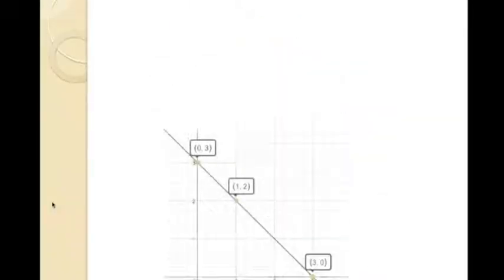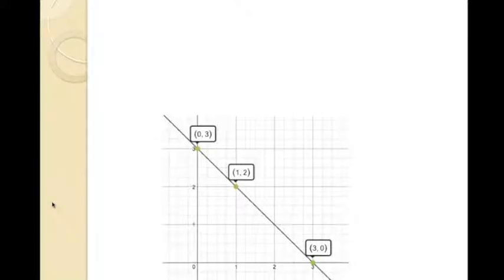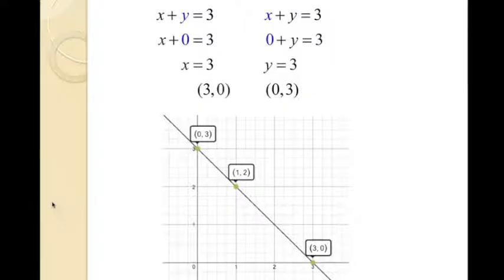To find the x-intercept of the line, set y equal to 0 and solve for x. To find the y-intercept of the line, set x equal to 0 and solve for y. Write the solutions for the intercepts as ordered pairs. For the equation x plus y equals 3, the intercepts are (3, 0) and (0, 3).